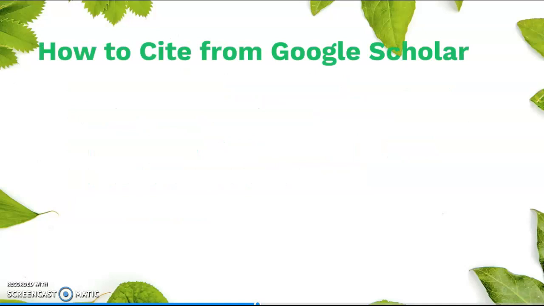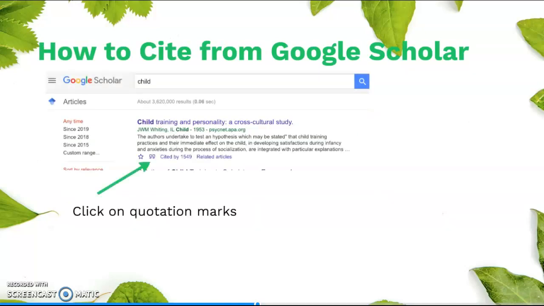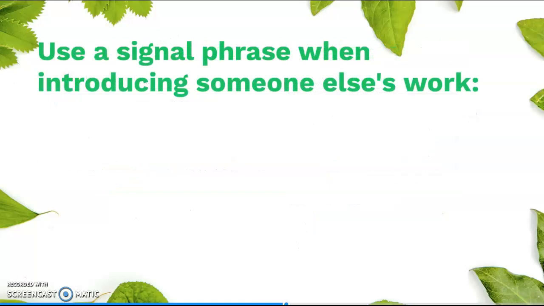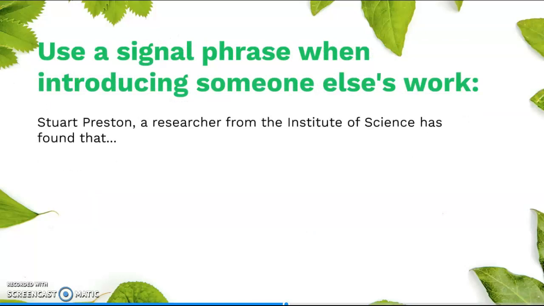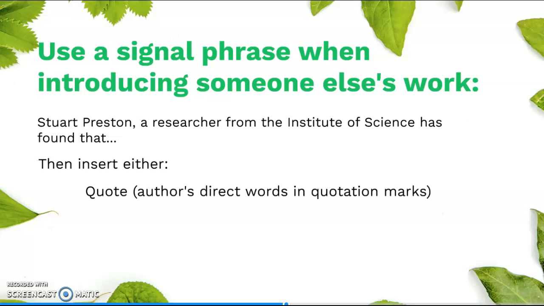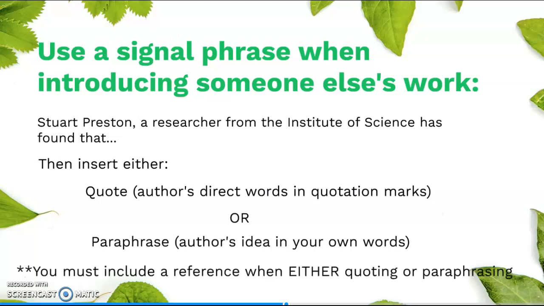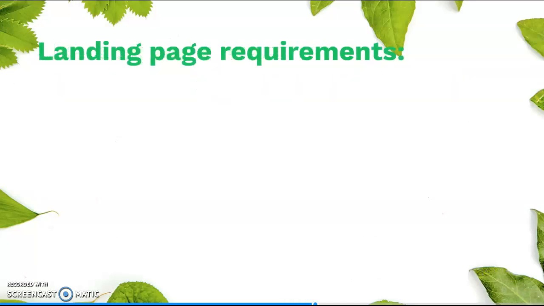So, how to cite from Google Scholar. Click on the quotation marks as you see there at the bottom. Click on APA. Use a signal phrase when introducing someone else's work. Stuart Preston, a researcher from the Institute of Science, has found that. Then insert either a quote with the author's direct words in quotation marks, or a paraphrase with the author's idea in your own words. You must include a reference when either quoting or paraphrasing.